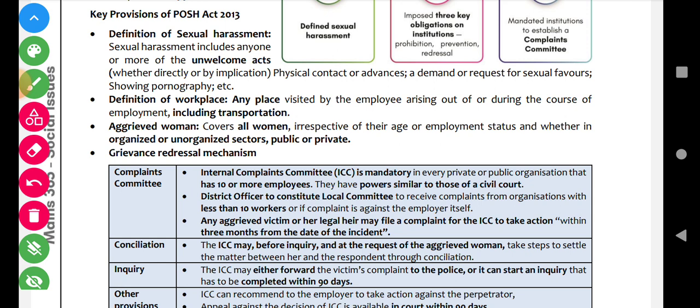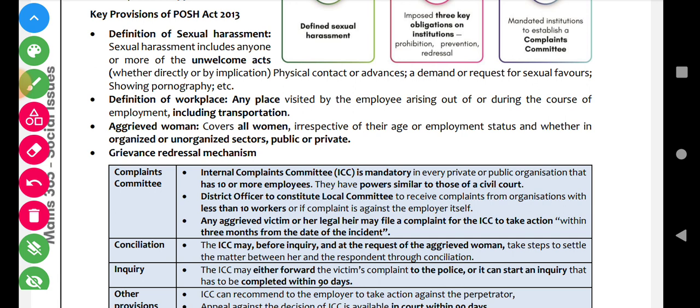The definition of workplace: any place visited by the employee arising out of or during the course of employment, including transportation. Who are aggrieved women? It covers all women, irrespective of their age or employment status, and whether in organized or unorganized sectors, public or private. So all women are covered in this definition in the POSH Act 2013.